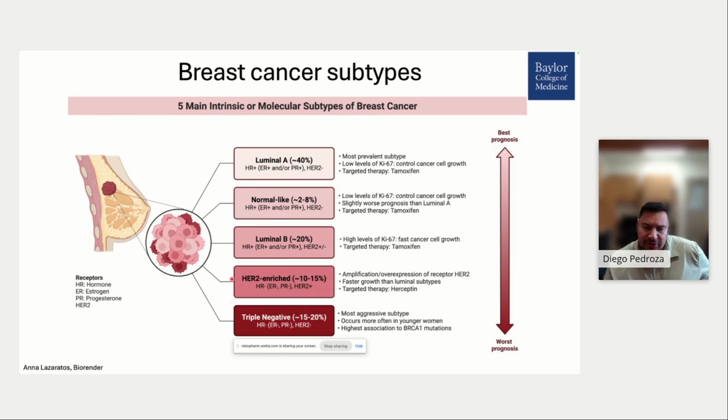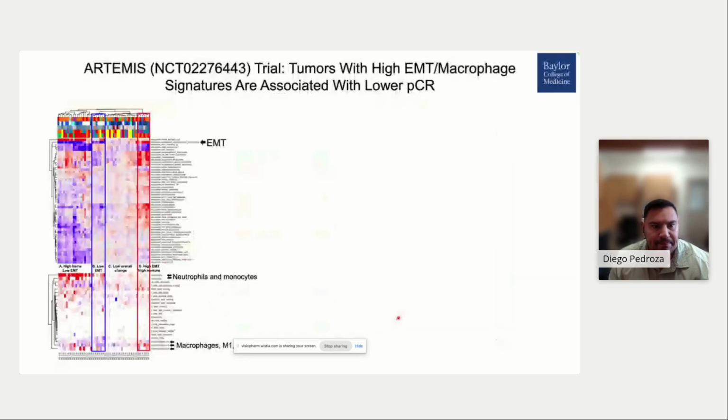Then you have HER2 enriched. Now there are a lot of other drugs that can target HER2, a lot of ADCs, antibody drug conjugates, that target HER2 and are now FDA approved. And then we have triple negative, which is the worst of all the breast cancers, because it lacks all the receptors. It lacks ER, PR, and HER2, so we don't have any targets, and therefore we can't give any of the treatments that we can for any of the other breast cancers.